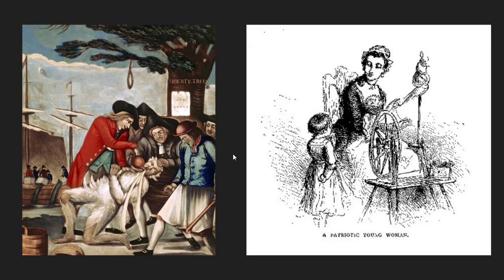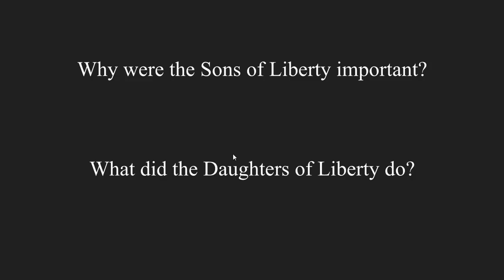They were called loyalists. So why were the Sons of Liberty important? They really get the ball rolling in Boston in terms of protests and fighting against Britain's rule. That would be the key, that they're rallying people to fight against Britain's authority.